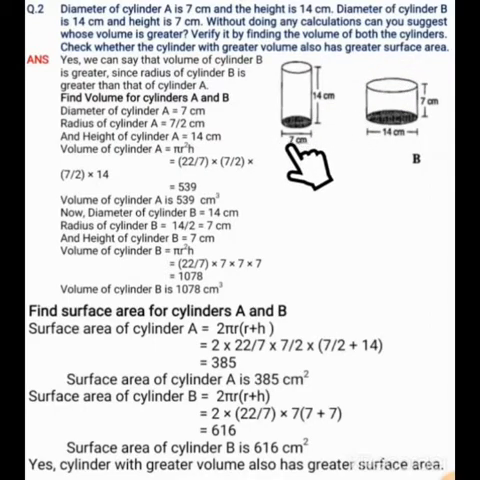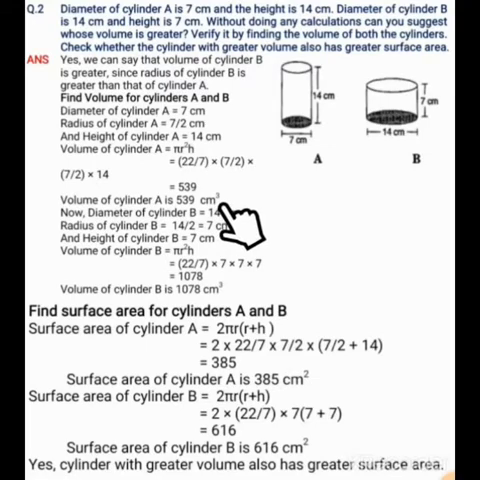Yes, we can say that the volume of cylinder B is greater since the radius of cylinder B is greater than that of cylinder A. First of all, we have to find out the volume of cylinder. Formula: pi r square h. Diameter is 7, so radius is 7 by 2 and height is given 14 centimeter. So put in the values in the formula. Pi value is 22 by 7, multiply 7 by 2, multiply 7 by 2, multiply 14. So our answer is 539. So volume of cylinder A is 539 centimeter cube.